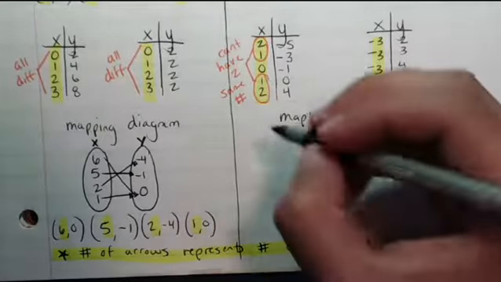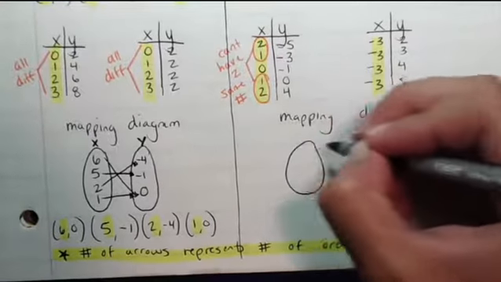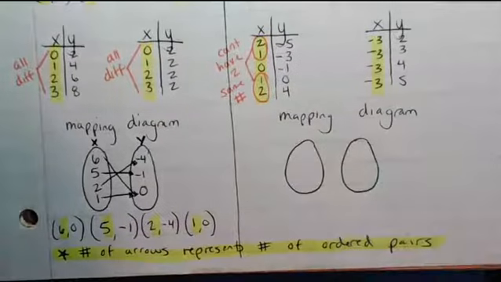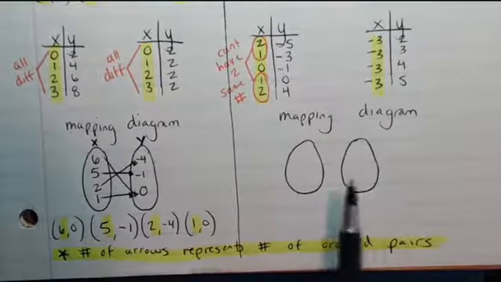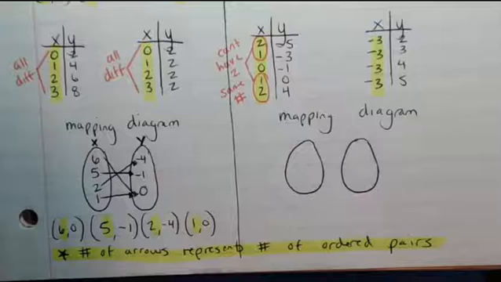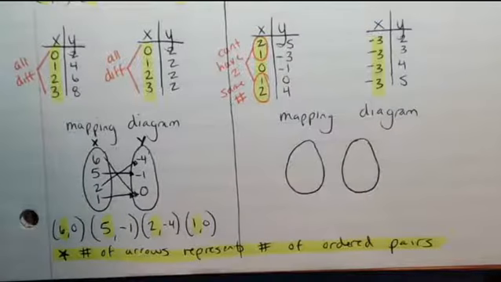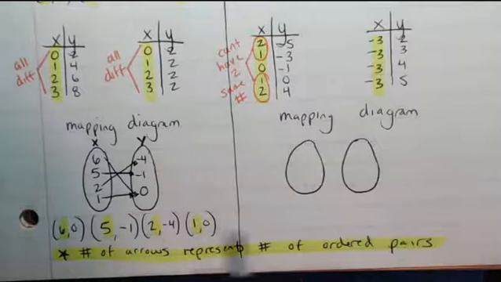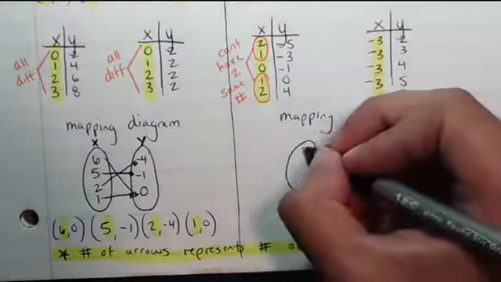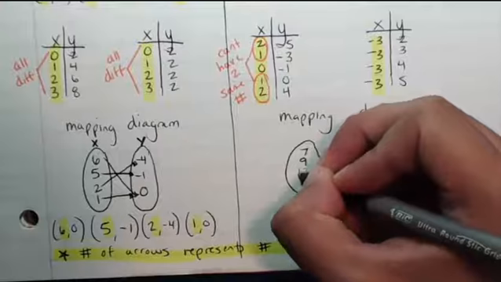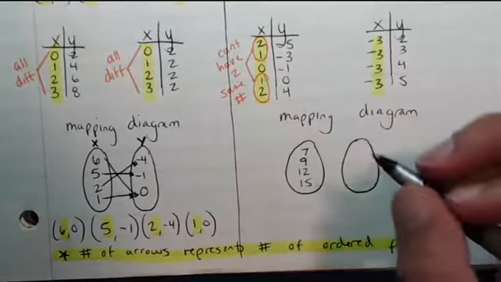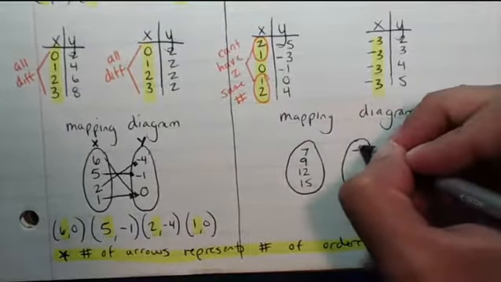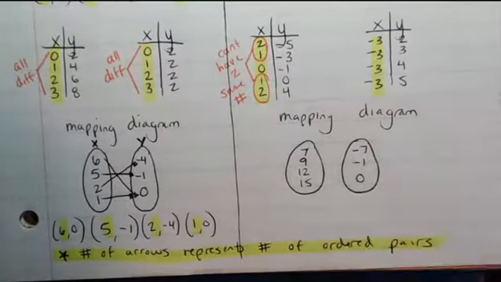Here's what a mapping diagram looks like that's not a function. So again, draw your two circles. They won't label the first one X's and the second one Y's. So you just have to know that the first circles are X's and the second ones are Y's. So I'm going to just give you the mapping diagram, and what I want you to do is write out the ordered pairs from the mapping diagram. So I'm going to have 7, 9, 12, and 15. Y values, I'm going to have -7, -1, and 0.